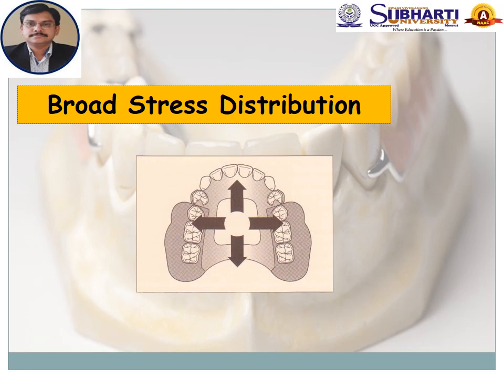Third philosophy says broad stress distribution. The name itself suggests that we should extend our RPD to the maximum level or maximum area. So what will happen? Even though stress will generate, the stress will get distributed evenly. That means per unit area, the stress will be less. This is something called the snowshoe effect.